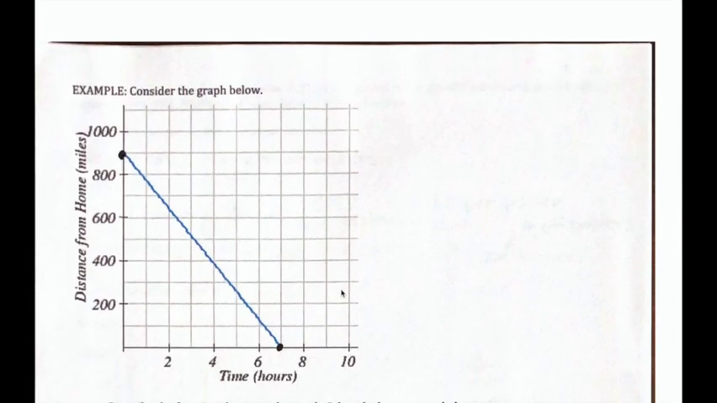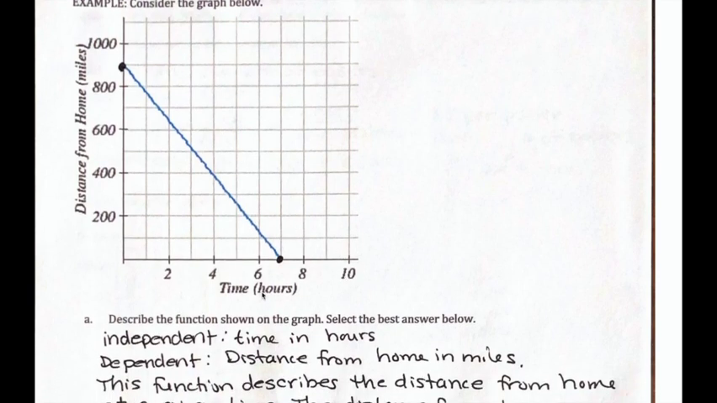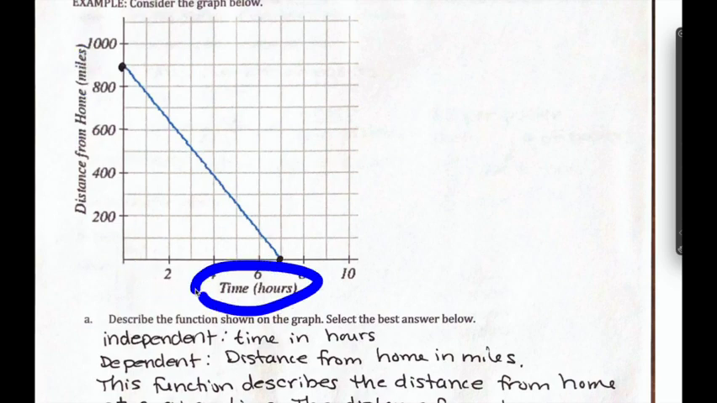Okay, let's look at example 2. Consider this graph below. We have on the x-axis the time in hours, and then on the y-axis we have the distance from home in miles. So the independent variable is going to be the time, and the dependent variable is going to be the distance from home in miles. And to describe this function, we can definitely say that there's a decrease, because if I'm looking at this, it's going down left to right as I trace it.